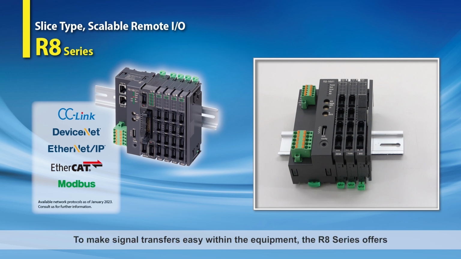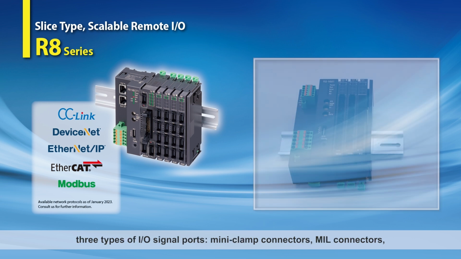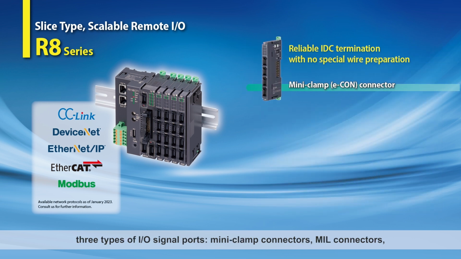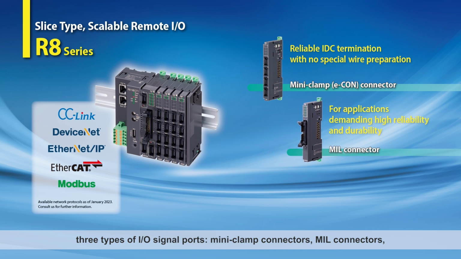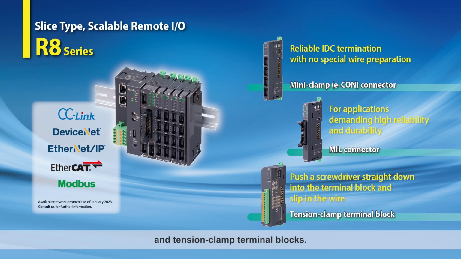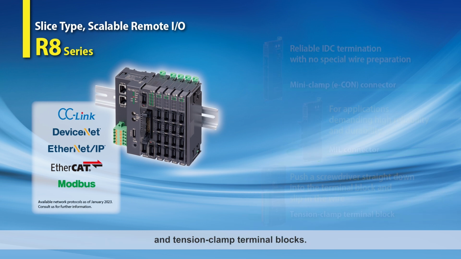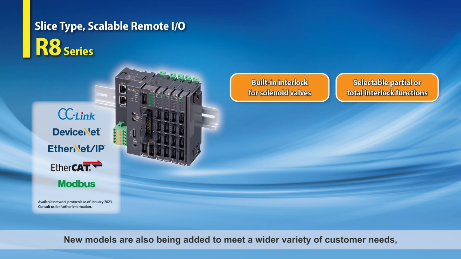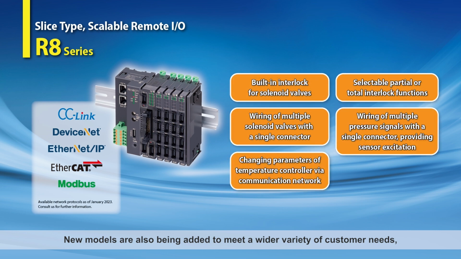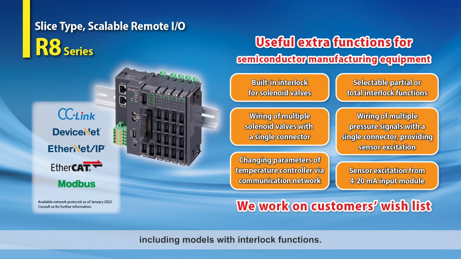To make signal transfers easy within the equipment, the R8 series offers three types of I/O signal ports: mini clamp connectors, mil connectors, and tension clamp terminal blocks. New models are also being added to meet a wider variety of customer needs, including models with interlock functions.